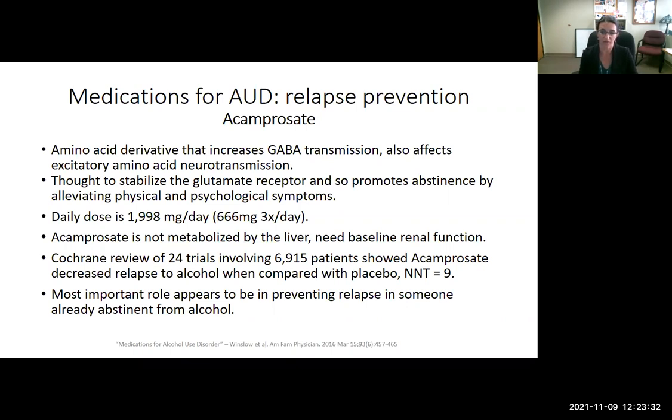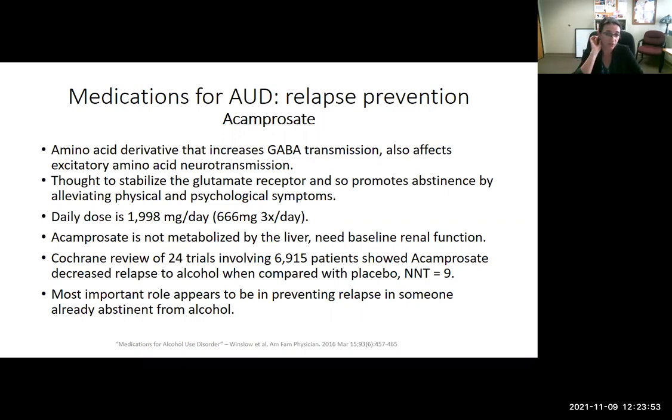That dosing regimen can be very hard. So sometimes if patients are more able to take it in twice a day dosing, then they can split it into 3 pills 2 times a day. It's not metabolized by the liver. We do need baseline renal function. And again, this is a great option for someone who may be on an opioid agonist or partial agonist because it's not blocking that receptor.